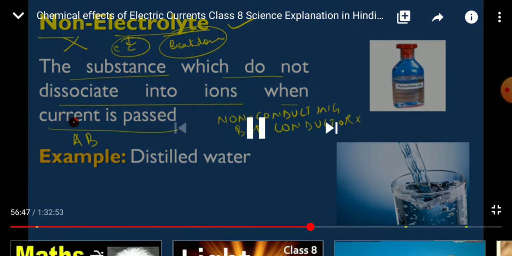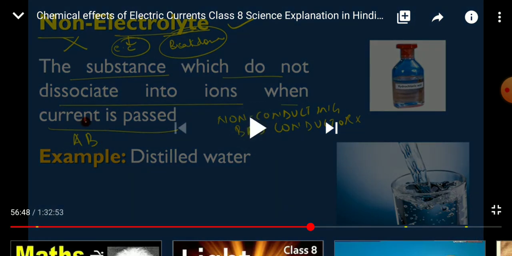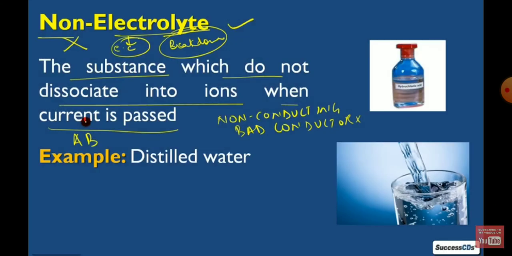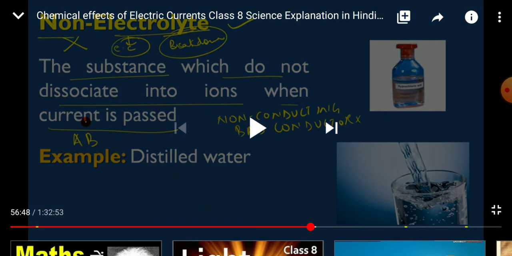For example, you have taken distilled water. Distilled water will not dissociate into ions, it will not be broken down into ions. Only the electrolytes will dissociate into ions when current is passed through them. And what are non-electrolytes? The substances which do not dissociate into ions when current is passed. I think it's clear to you. Okay, thank you.